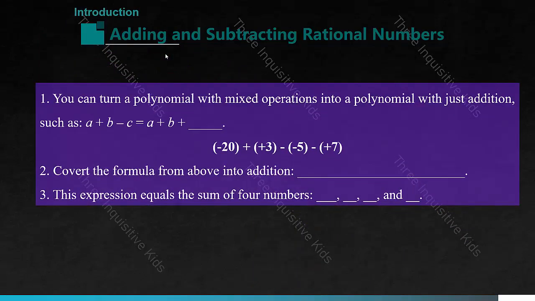You can turn a polynomial with mixed operations into a polynomial with just addition. So we're going to turn a plus b minus c into a plus b plus a negative c. And here we have negative 20 plus positive 3 minus negative 5 minus positive 7. If we're going to convert this into just addition, it would be negative 20 plus positive 3 plus positive 5 plus a negative 7. And this expression equals the sum of 4 numbers, which is negative 20, 3, 5, and negative 7.